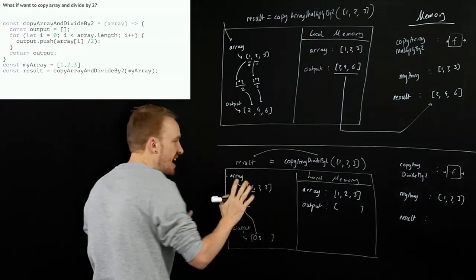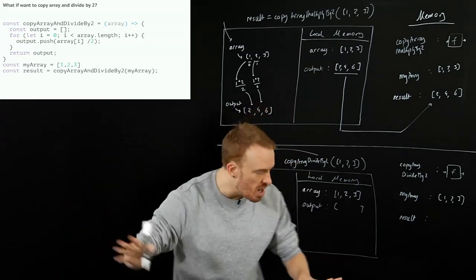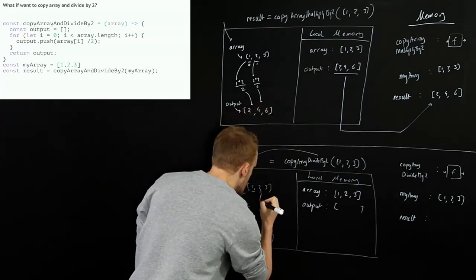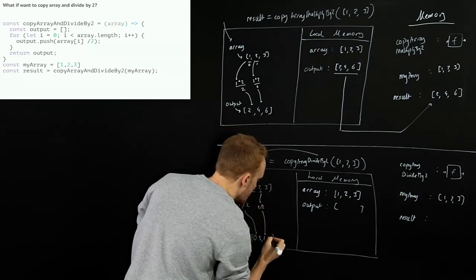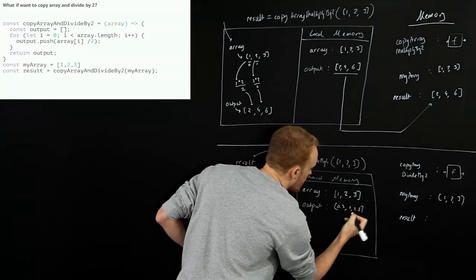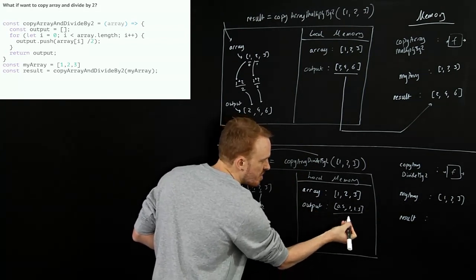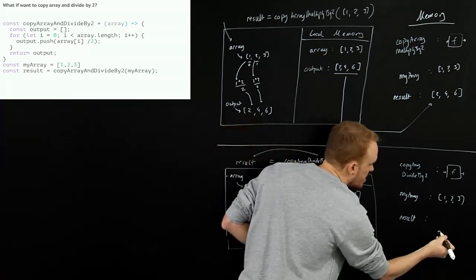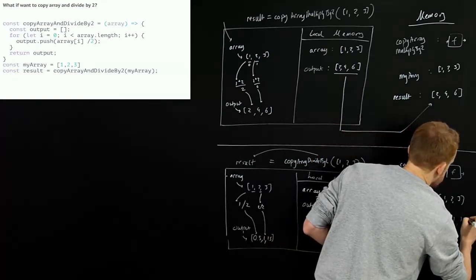And now i's value is what, Jasmine? 1. Array position 1 is? 2. 2 divided by 2 is? 1. We do what with it? Push it onto the output. Okay, and then the final one, 1.5. There it is: 0.5, 1, 1.5. We grab that array, the value of output, and we return it out to where, Jasmine? Result. Into result. Excellent, Jasmine, thank you. Ooh, there it is.